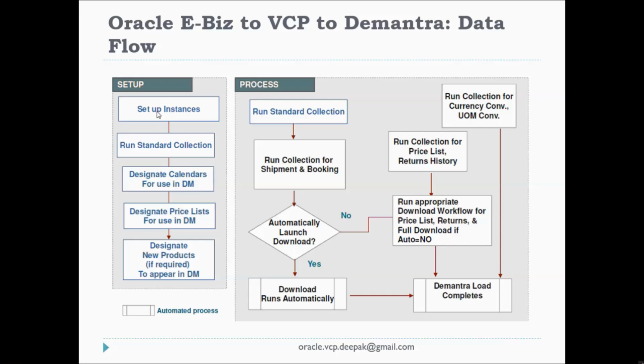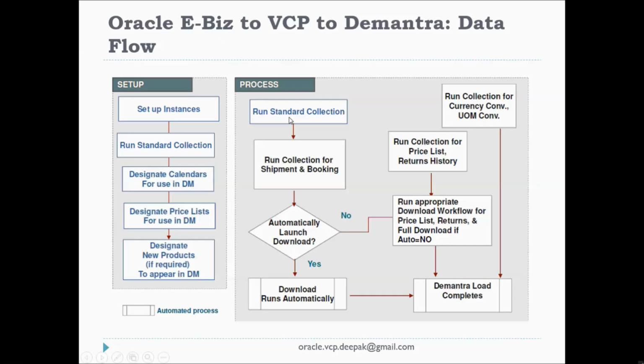Now the first thing is run a collection. For that we have to set up that instance, then run a collection. It's a standard collection, and then we have to designate the calendar for use of DM. Then load a price, designate the price list, and the NP, the new product list. So these are the typical setups that you have to do, and then the continuous monthly activity that you will do is listed in the process.